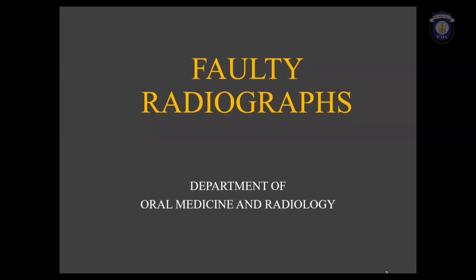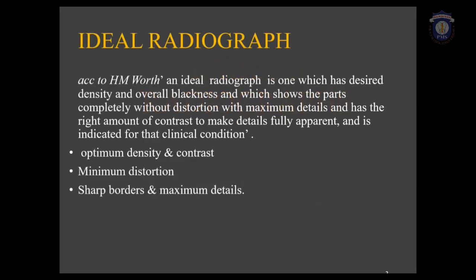Good morning, everyone. Our topic of discussion today is faulty radiographs. Before we move on to our topic, we need to know a bit about what an ideal radiograph is. According to H.M. Worth, an ideal radiograph is one which has the desired density, overall blackness, which shows the parts completely, without distortion, with maximum details, and has the right amount of contrast to make details fully apparent. It is indicated for that clinical condition.